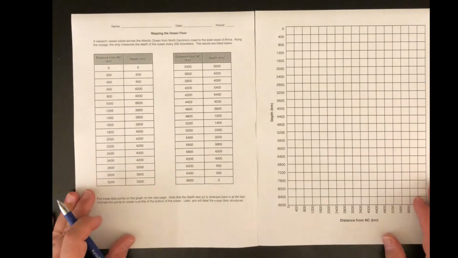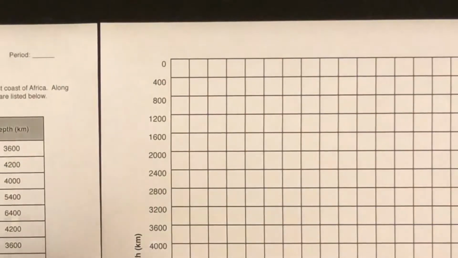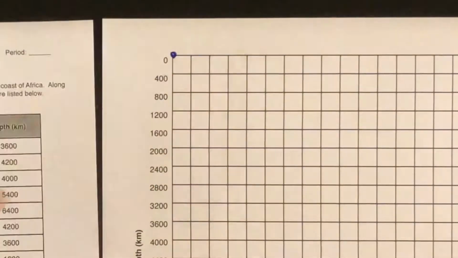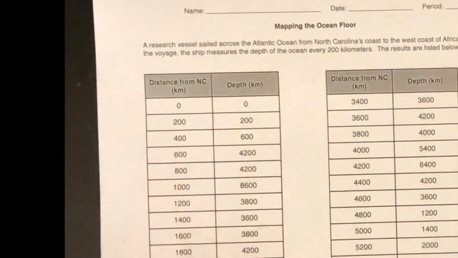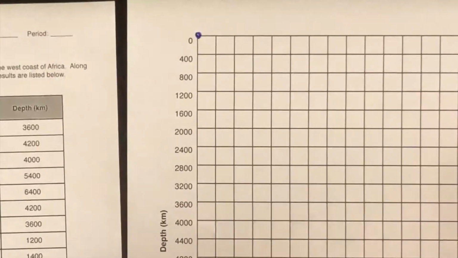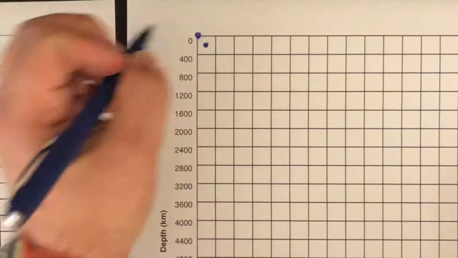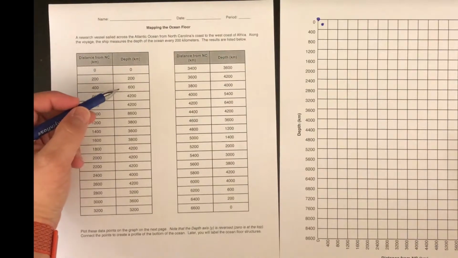Basically what we're doing here is a little bit of graphing. So we start with the very first data point, 0 kilometers from North Carolina, 0 kilometers of depth, and we're going to put a point there. Next, it's 200 and 200. So 200 is halfway to the next line and halfway to the next line. So we're going to draw a point right there. Then we go to 400 and 600.